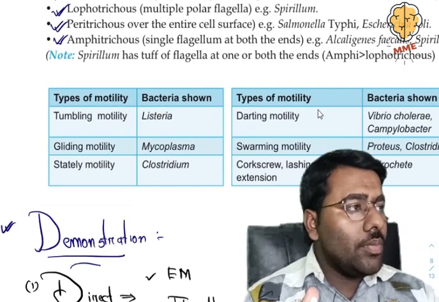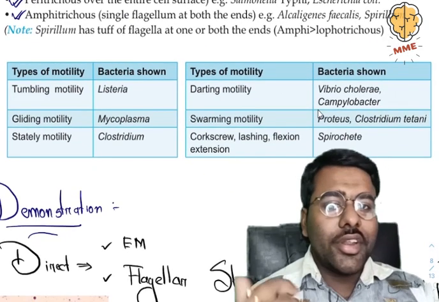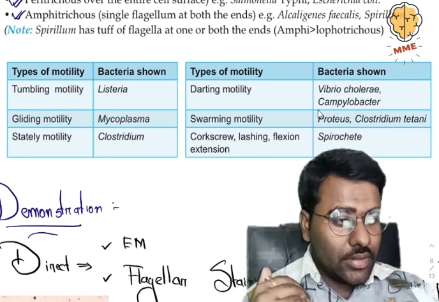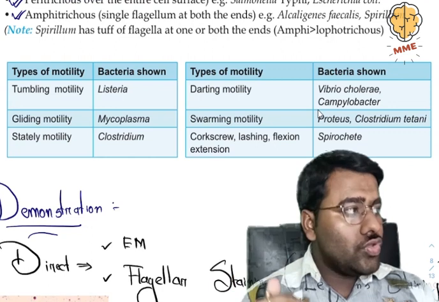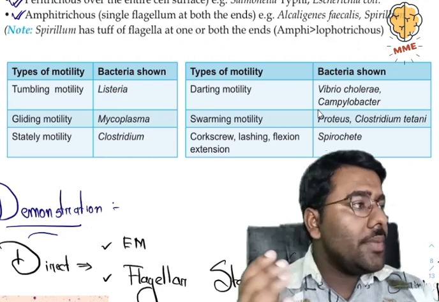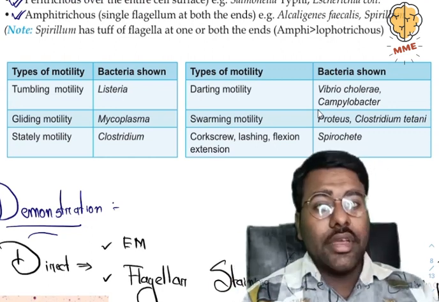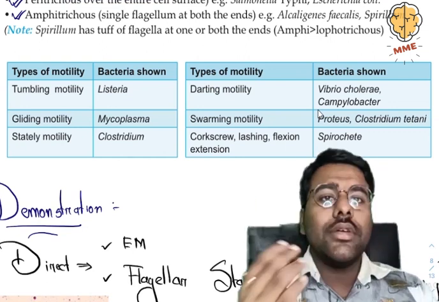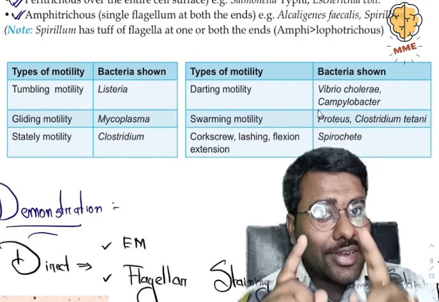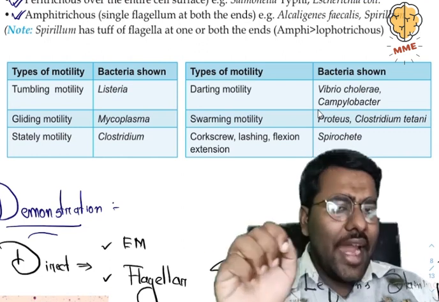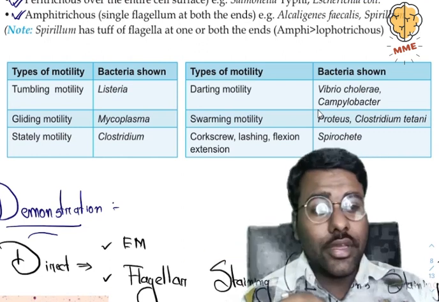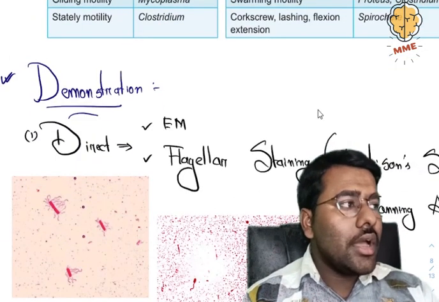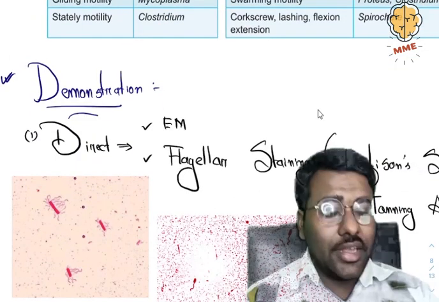Now coming to the motility types: tumbling motility, Listeria; gliding motility, Mycoplasma; darting motility, Vibrio; swarming motility, Proteus; corkscrew motility, Spirochete. Each and every motility is discussed in the practical section. Please go there and look at the video, because at the end of this video there is something interesting regarding the motility.